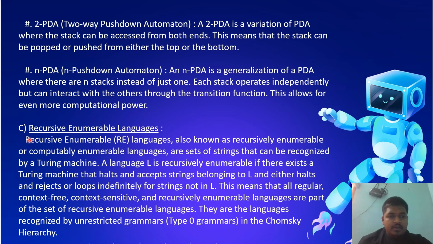Option C, recursively enumerable language. Recursively enumerable languages, also known as computably enumerable languages, are sets of strings that can be recognized by a Turing machine. A language L is recursively enumerable if there exists a Turing machine that halts and accepts strings belonging to L, and either halts and rejects or loops indefinitely for strings not in L. This means that regular, context-free, and context-sensitive languages are all part of the set of recursively enumerable languages. They are the languages recognized by unrestricted grammar in the Chomsky hierarchy.